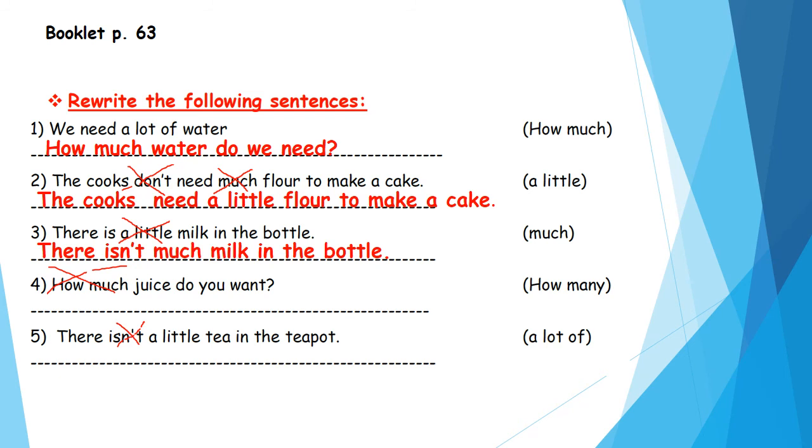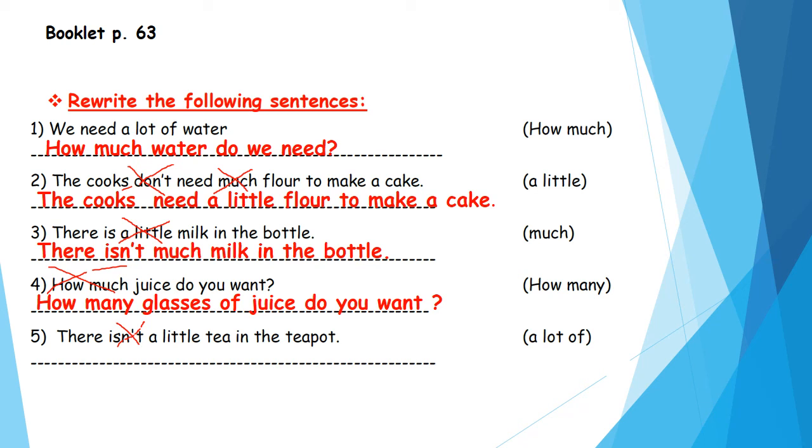Okay? Number 4. How much juice do you want? How many? We use how many to ask about, yes, to ask about countable nouns. So we'll cross how much and we'll write what? How many. So how many? Use it for countable nouns. So can we put just juice after how many? No. We must put a container, the something that will put juice in it, okay? So we'll say what? How many glasses of juice do you want? And don't forget to put the question mark.